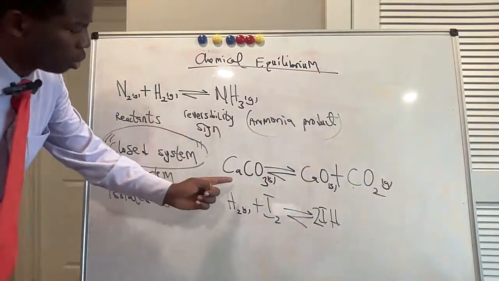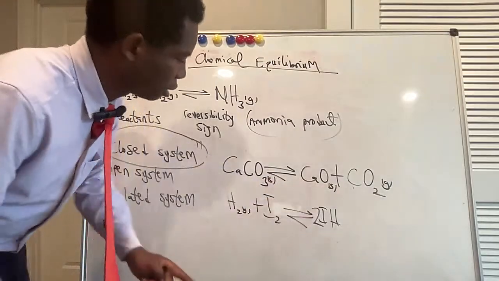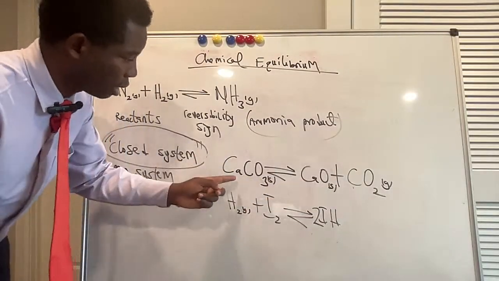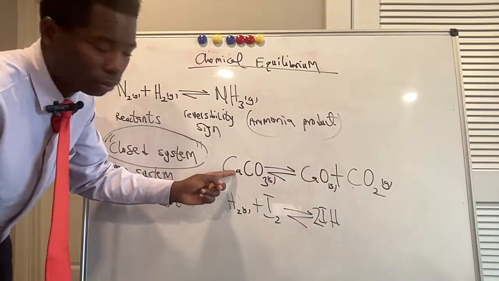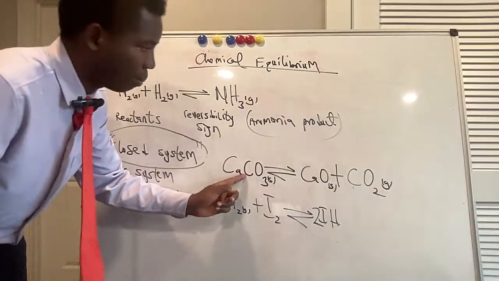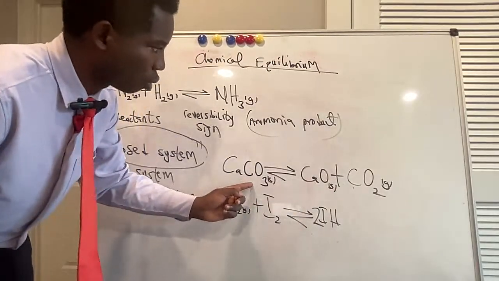Now let's look at when calcium carbonate decomposes to produce calcium oxide and carbon dioxide. If the reaction is balanced, let's look at calcium here. Calcium here is what? One atom. Carbon here, 1. Carbon here, 1. Then let's proceed. Oxygen is what? Oxygen 3.